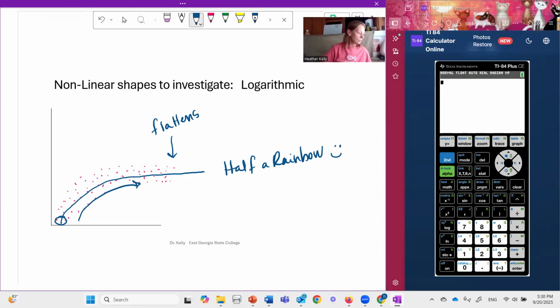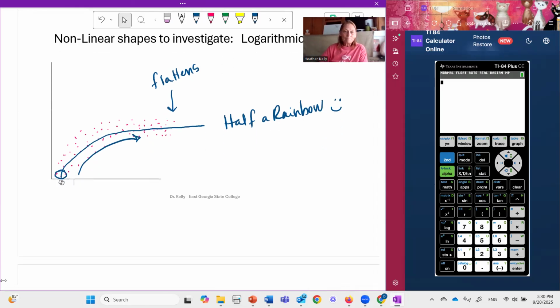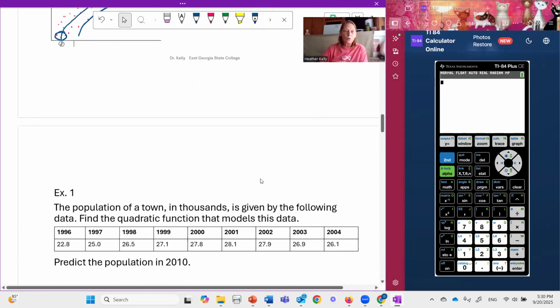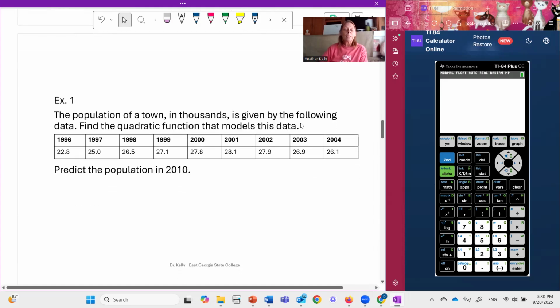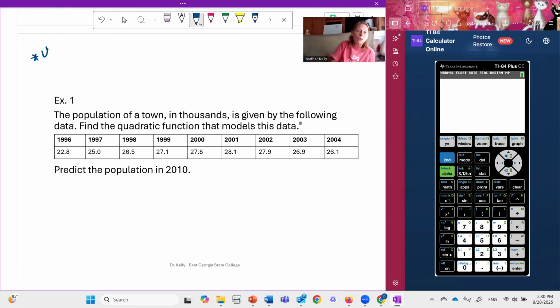Sorry about that. Okay, let's keep on going here. Let's take a look at our first example. Now, the first thing you should notice here is you must convert the dates. Okay, gotta convert those years.